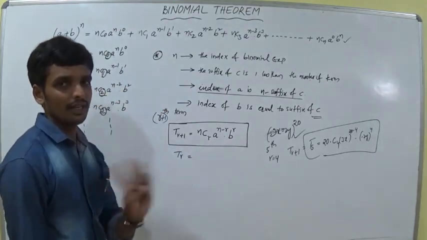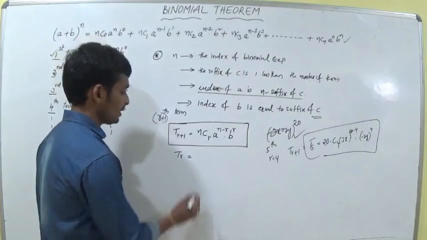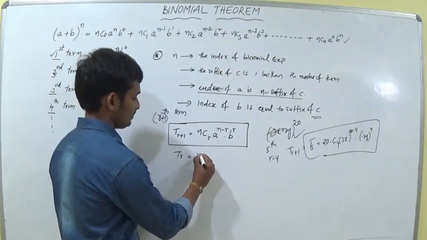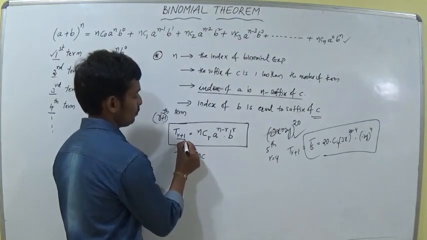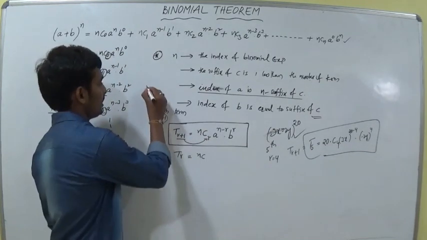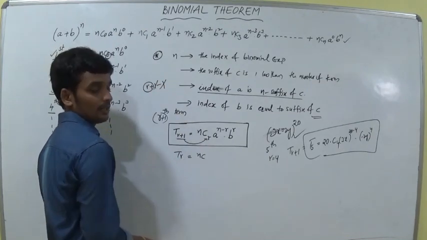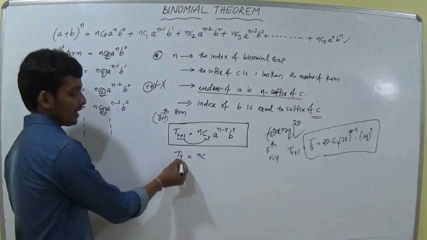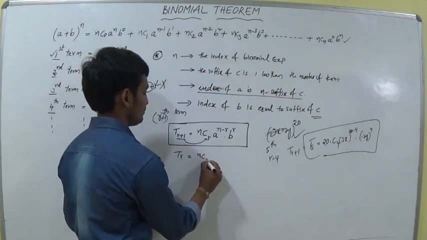I don't want T(r+1), I just want T(r). How can we write? Now we are writing nC. Observe here: r+1 minus 1 — the plus 1 and minus 1 are cancelled. You are getting r. The same way, subtracting 1 from here, r minus 1.